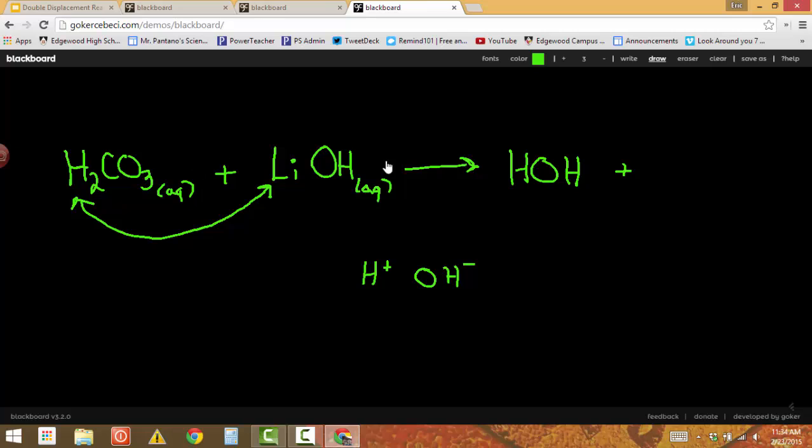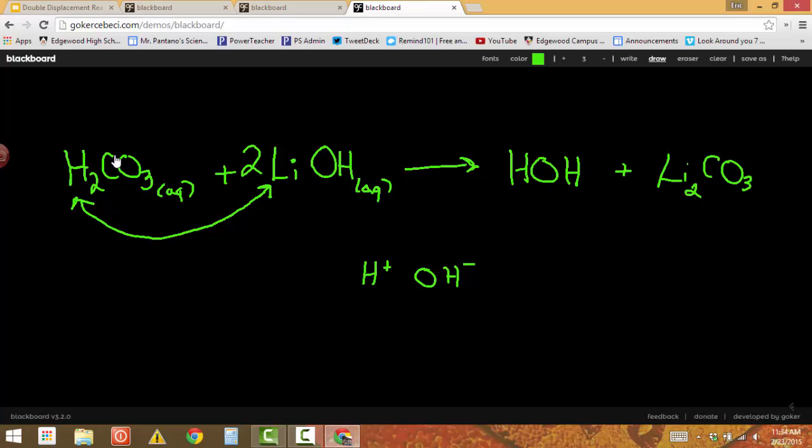Lithium is +1. Carbonate is minus 2. So I have to have 2 lithiums to balance the minus 2 charge in lithium carbonate. Okay? I know there's a 2 there and there isn't 1 there. That's okay. I can balance this. I can put a 2 there. There's my 2 lithiums. There's my 2 lithiums.